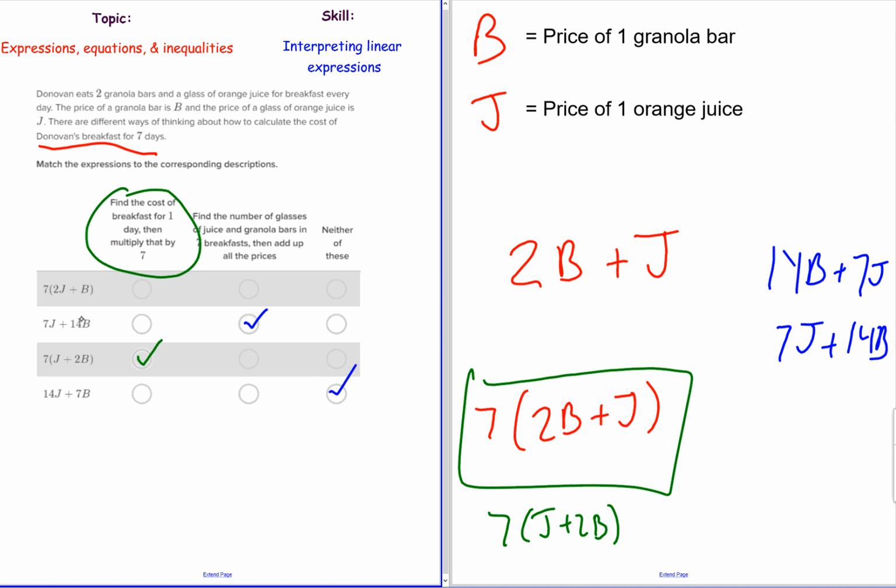And same thing here. If I distribute, I get 14J plus 7B. So these two, the first one and the last one, do not apply. So it's none of these.